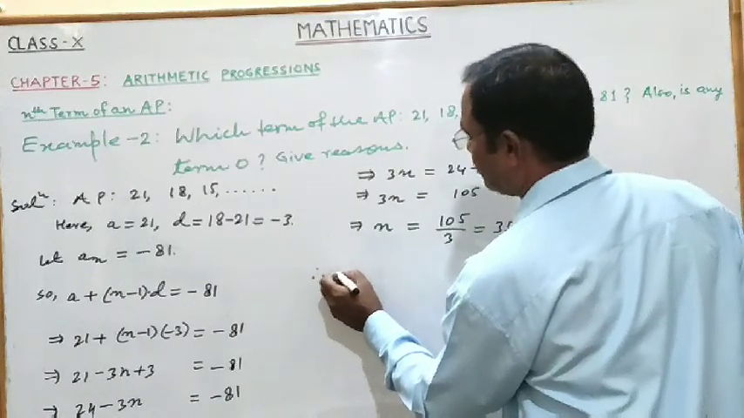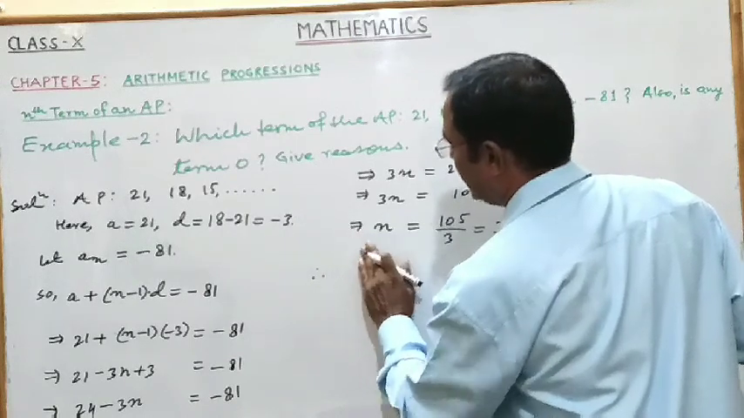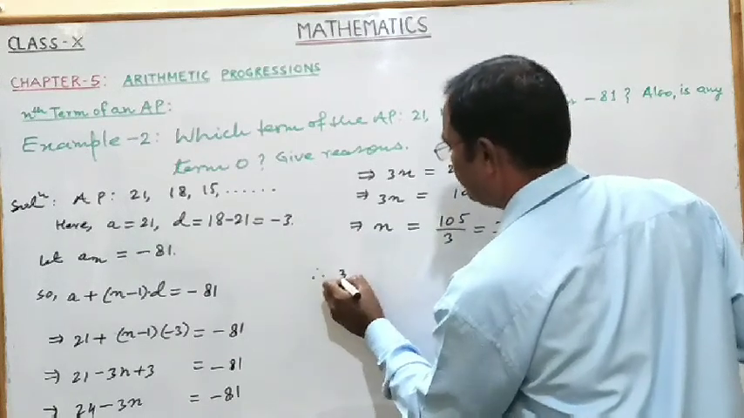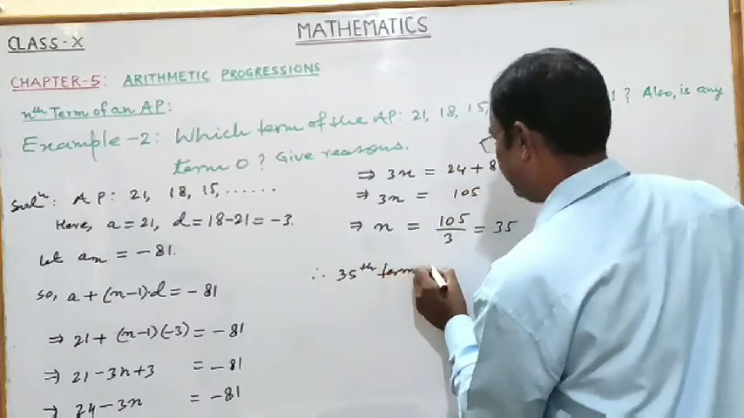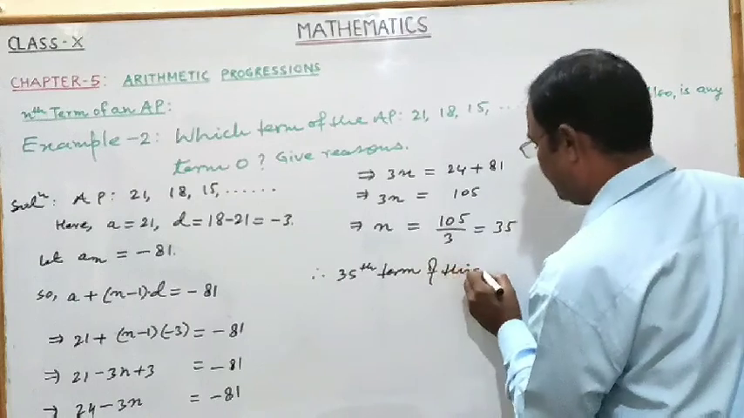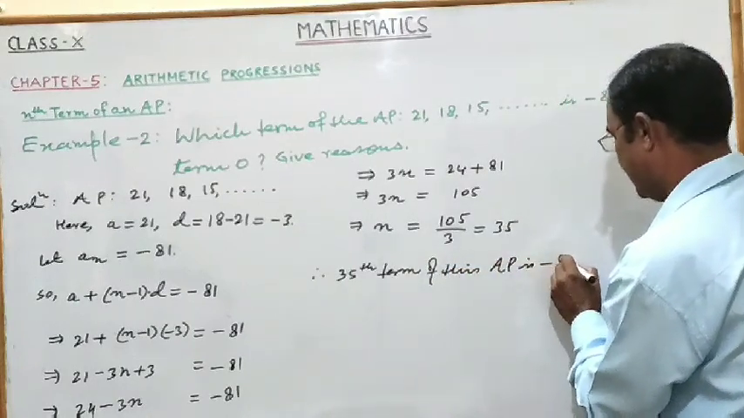Therefore, 35th term of this AP is minus 81.